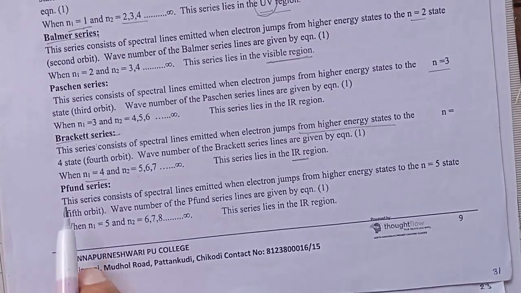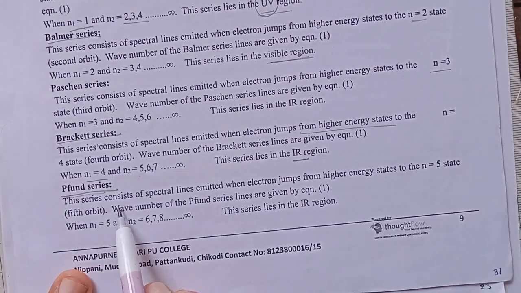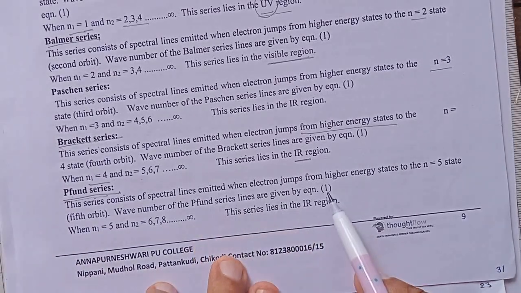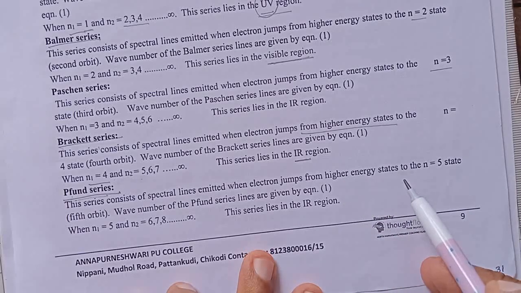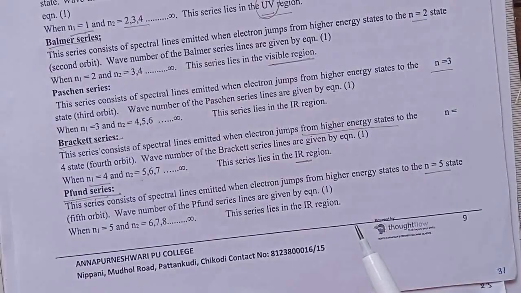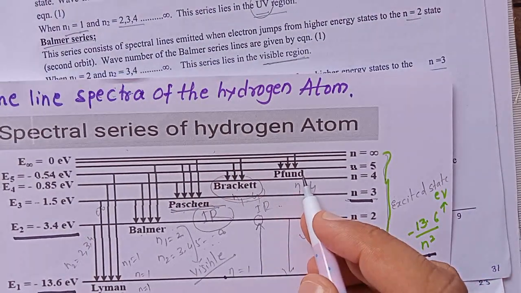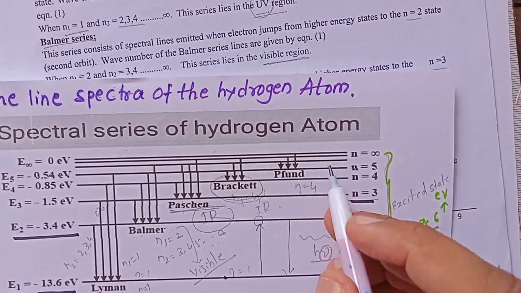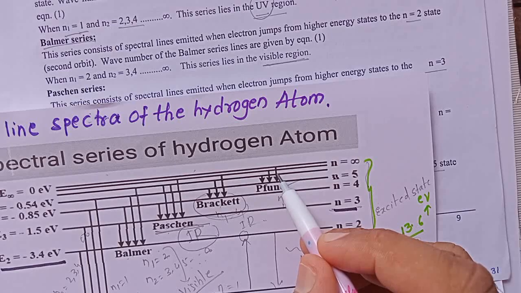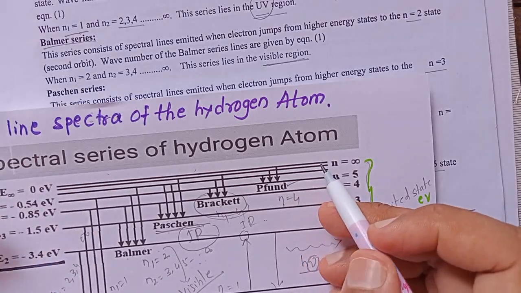And the last one is the Pfund series. This series consists of a series of spectral lines emitted when the electron jumps from the higher energy states to the n equal to 5 state. If you apply the empirical formula, n1 is equal to 5 and n2 is equal to 6, 7, 8 and so on up to infinity you can consider here.